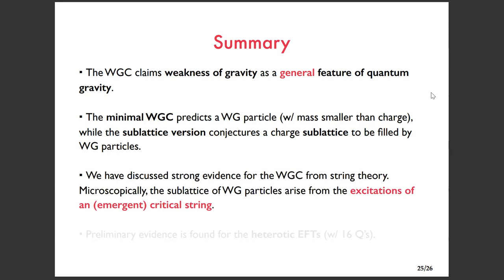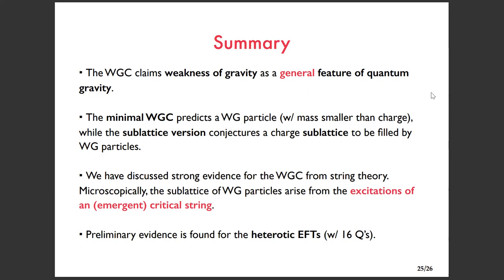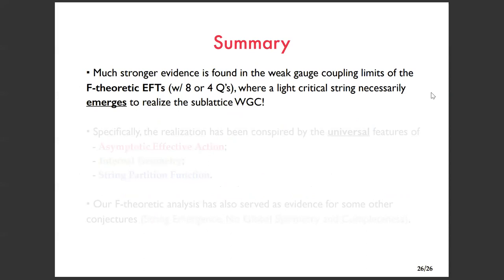We have discussed strong top-down evidence for the weak gravity conjecture from string theory. Microscopically, the weak gravity particles arise from the excitations of a critical string. This was most obvious from the heterotic string on a torus. What's perhaps been more exciting is that in the weak gauge coupling limits of F theory, a light critical string, a heterotic string, necessarily emerges to realize the sublattice weak gravity conjecture.